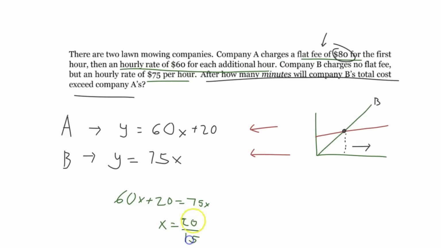But we're not done yet because this, remember, is expressed in hours. And we want the answer in minutes. So we just have to multiply the number of hours, which is 20 over 15 hours, multiplied by 60 because there's 60 minutes in an hour. 60 times 20 over 15 will give us a final answer of 80 minutes. And therefore, that is our final answer for that problem.